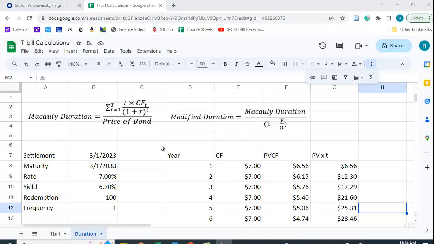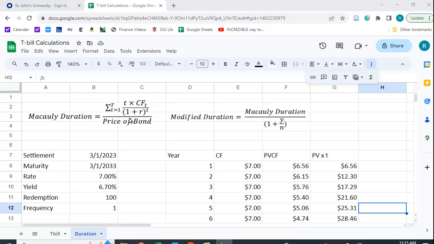If you have a zero coupon bond, those are bonds that sell at a discount, don't make any interest payments each year, and you simply get back the par value when they mature. There, the duration is going to equal the term to maturity. So how do you do the calculation?